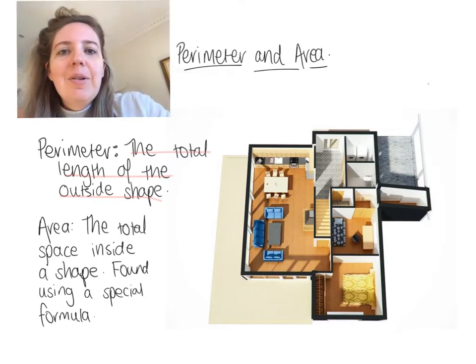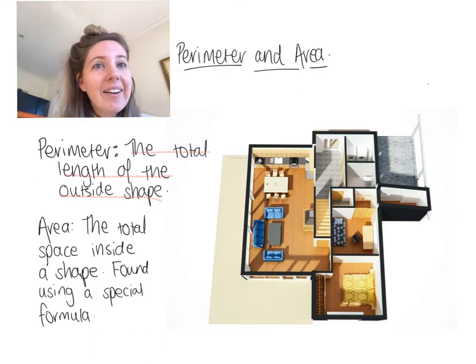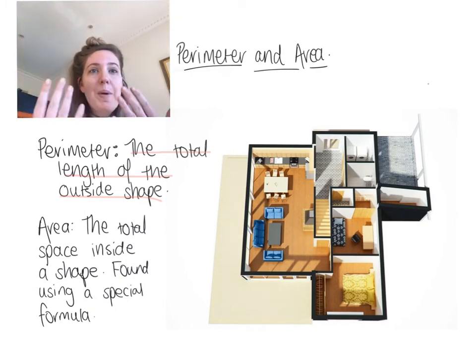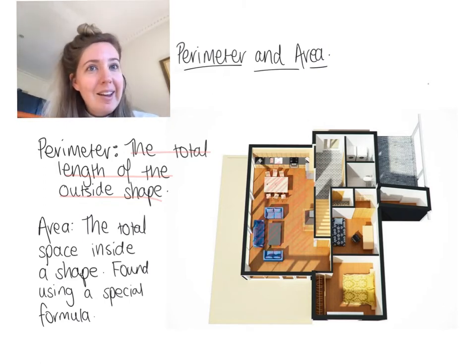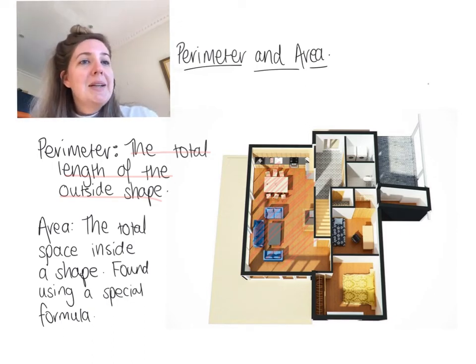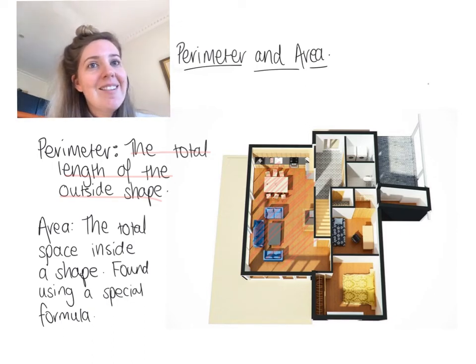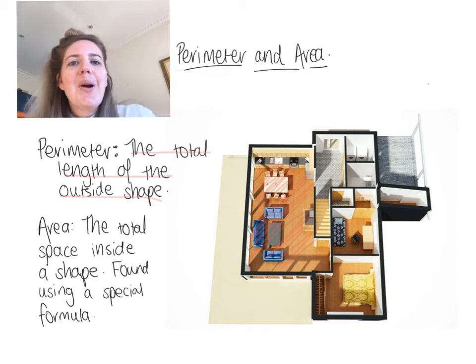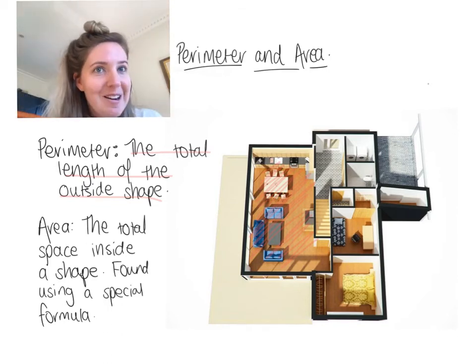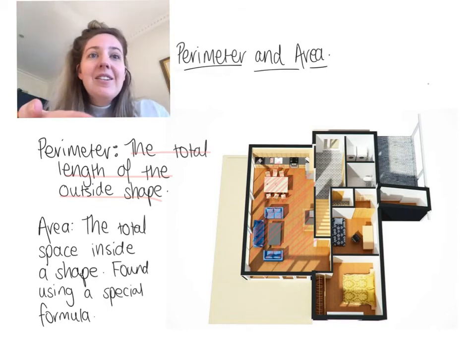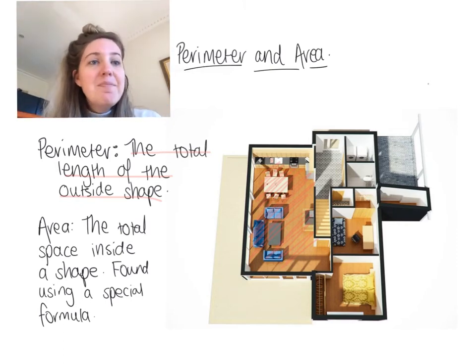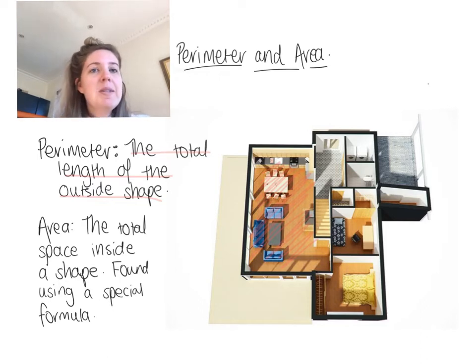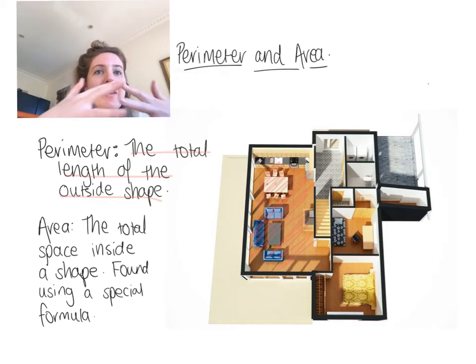The next thing I want to show you is the area, and the area is the total space inside a shape. So the total space inside the shape of this living room would be calculated using the formula length times width, and I'd be able to calculate the area of that rectangular living room. So those are the two different parts. You need the measurement of the outside to calculate the area in rectangular and square shapes. So that's why perimeter and area are linked.